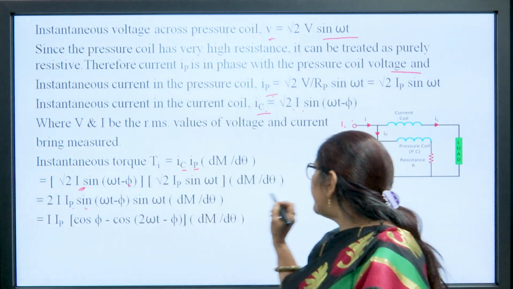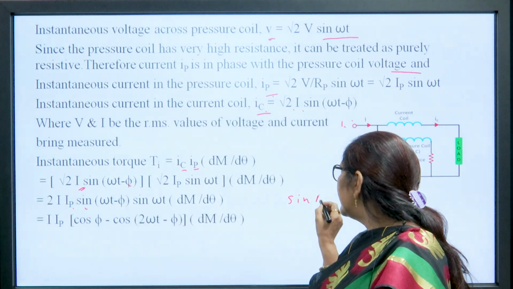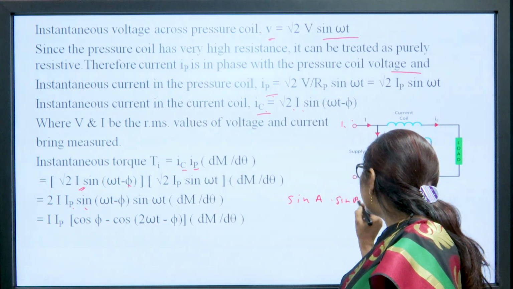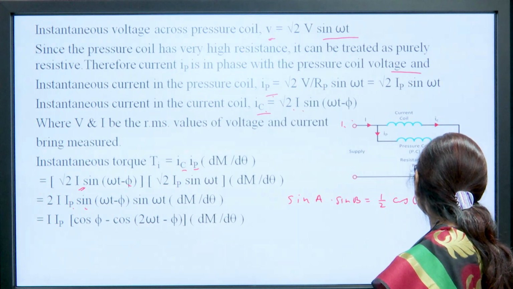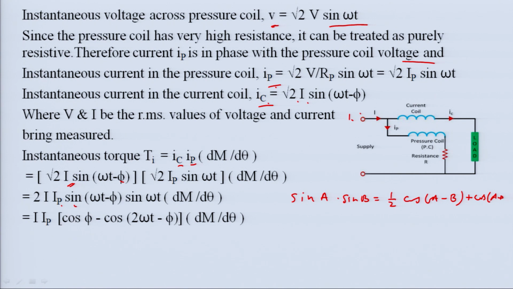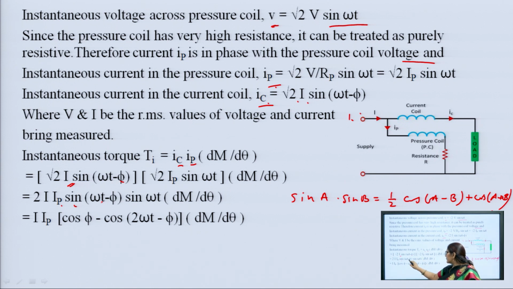Now, here we can apply the formula sin A into sin B is equal to half of cos A minus B minus cos A plus B. So, by this formula it will be I IP, cos A minus B, which is cos phi, and next is minus cos A plus B, which is cos 2 omega t minus phi, dM by d theta. Now, this is the instantaneous torque.